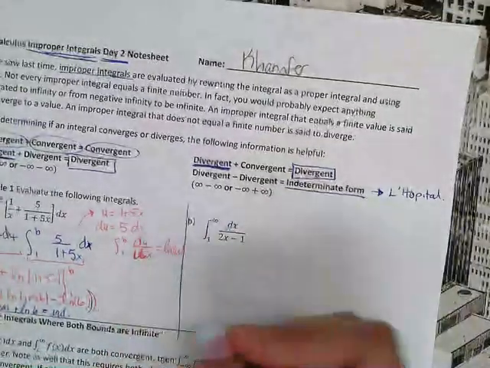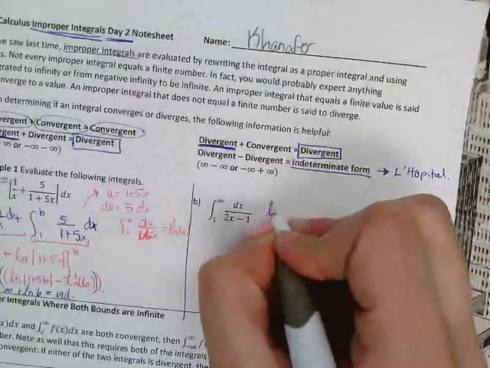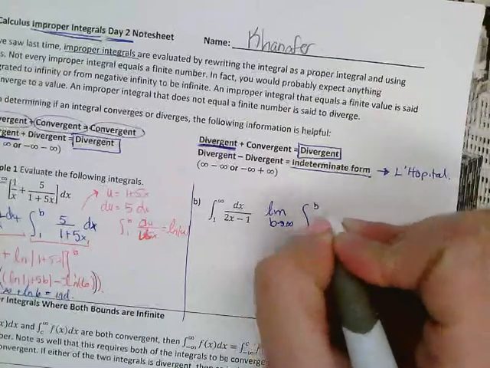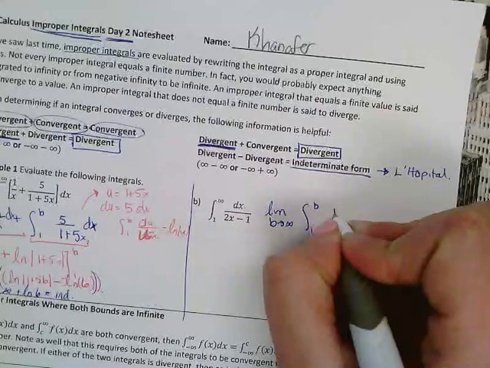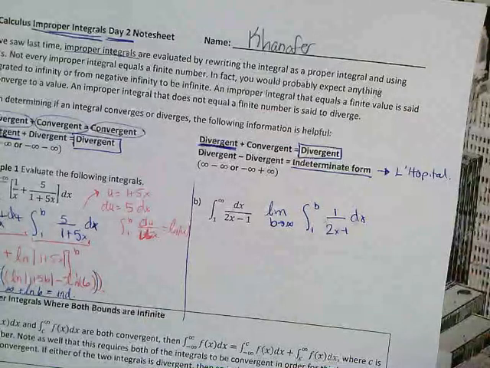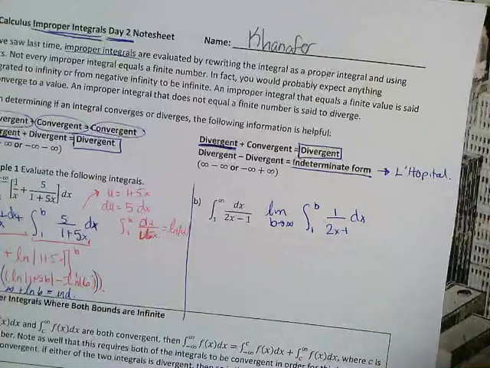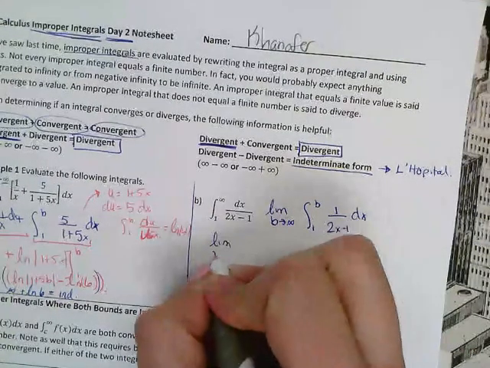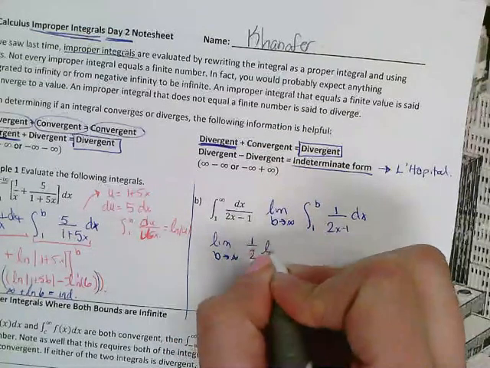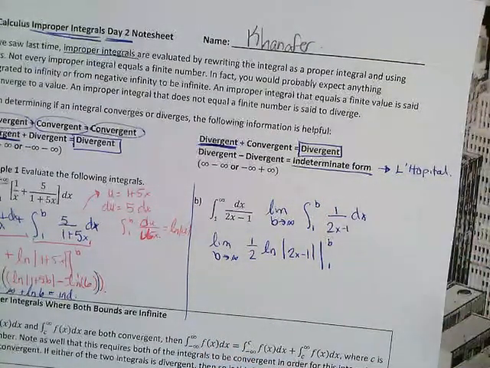All right, part 2 is a little bit easier. So let's set this up as the limit as b approaches infinity of the integral from 1 to b of 1 over 2x minus 1 dx. How do we integrate this? We're going to have to use u substitution. I'm not really going to show you how to do that. You guys can do this on the side. But here we end up with the limit as b approaches infinity of 1/2 ln of the absolute value of 2x minus 1 from b to 1.